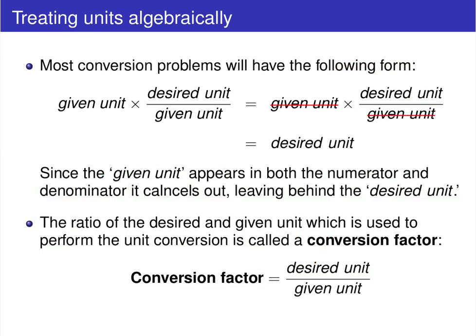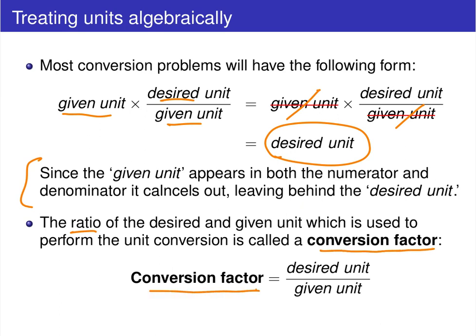Okay, so most conversion problems are going to be set up in the following form. You're going to have some given unit. You're then going to multiply that number with the given unit by a ratio of the desired unit over the given unit so that those given units cancel out and you're left with just that desired unit. Okay, and so this algebraic cancellation here is really the key. And of course, in order to be able to carry out this cancellation, we need to build up this ratio. And the ratio of the desired and given units has a special name. We call it a conversion factor.